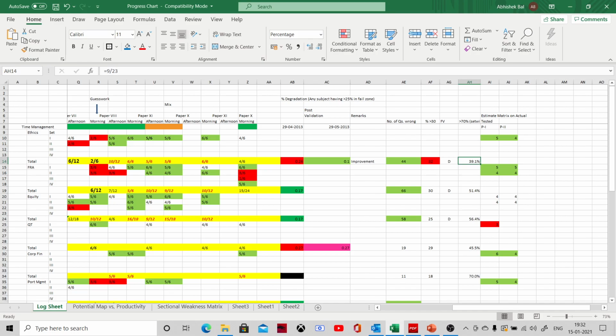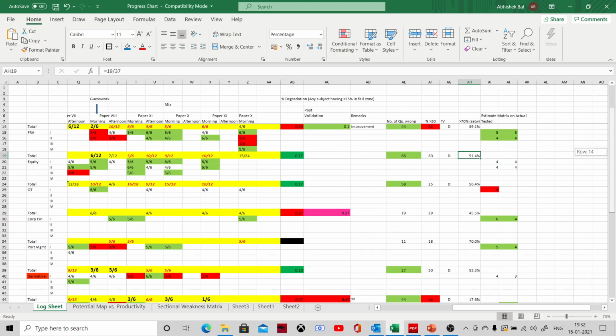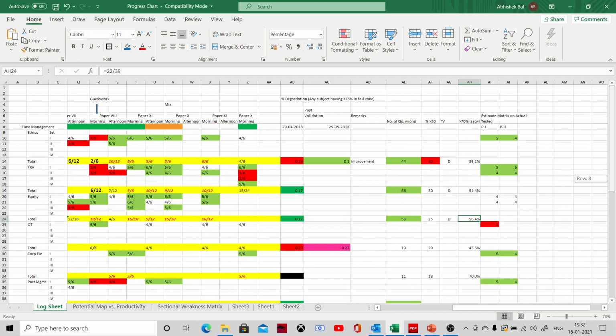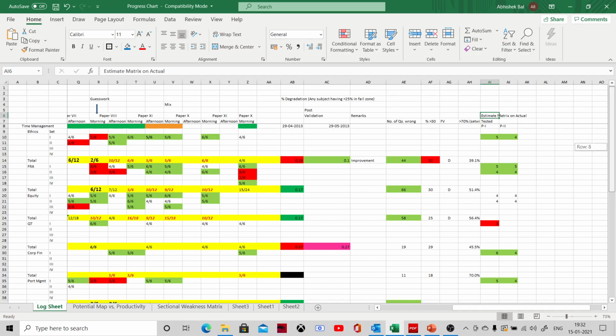So how many item sets have scored in ethics more than 70%? 40%, almost. FRA, half of them are more than 70%. Strong area. Equity, almost close to 60% of them are more than 70%, and things like that. And this was my estimate. After I took my exam, I immediately came back home and estimated what my score was and how I had done.